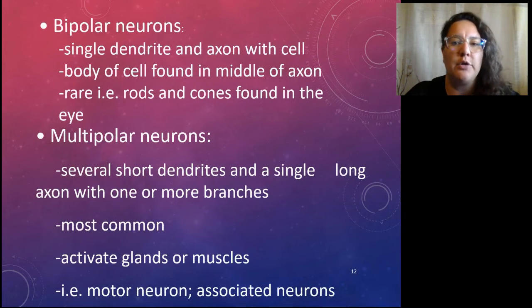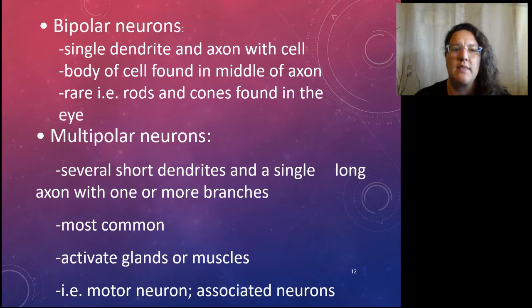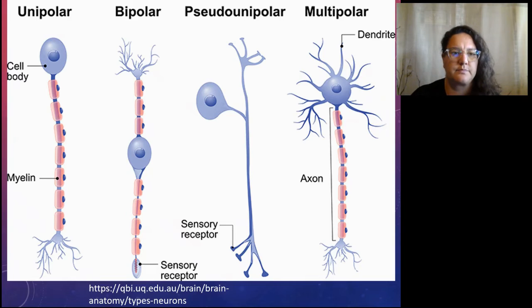We have bipolar neurons, which have a single dendrite and axon with the cell body found in the middle, and this is very rare. These are found in the rods and cones of the eye. And then multipolar neurons have several short dendrites with a single long axon with one or more branches. Typically, this is what we'll see in our diagrams. It is most common, it activates glands and muscles, and it is a motor neuron.